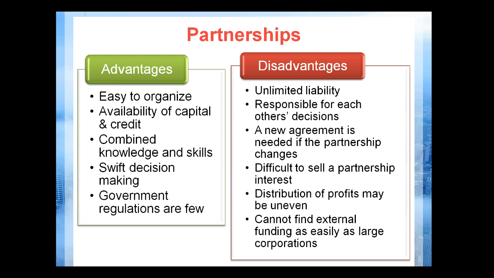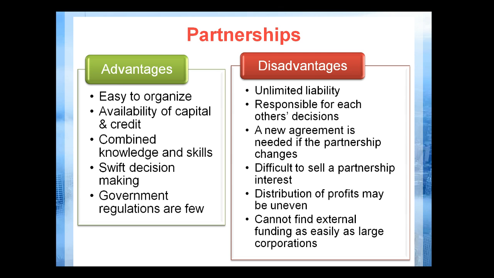Partnerships are easy to organize. They do have more than one person, therefore they have availability of capital and credit. They have a number of individuals, so their skills and their knowledge is going to be much broader than a single individual. And decision making is not all that complicated, particularly when you have someone that you are very much aware of and you have a relationship with. So decision making is straightforward. Intervention by the government is going to be limited. Again, this is a partnership, and it is taxed as an individual because the profits and losses are going to be passed through to partners.